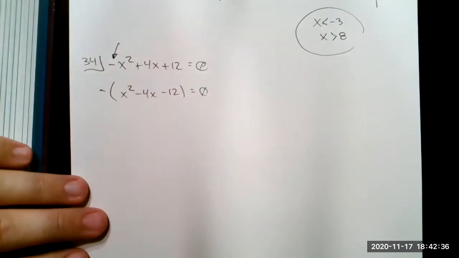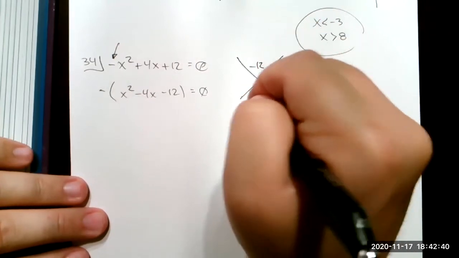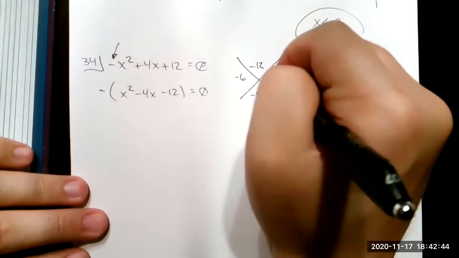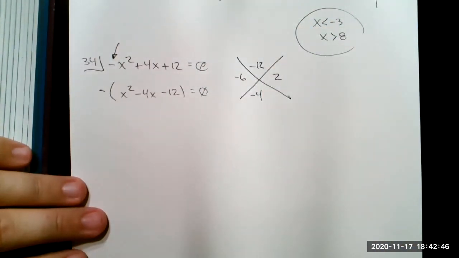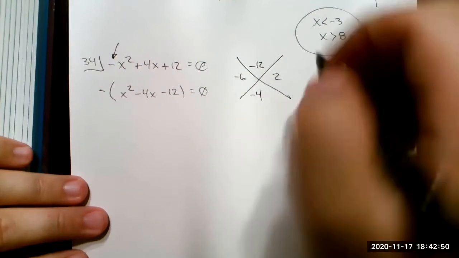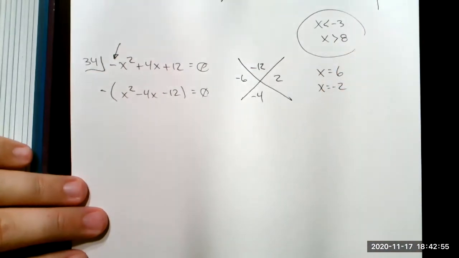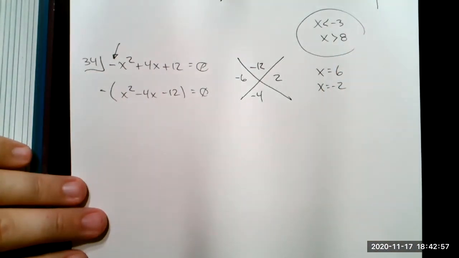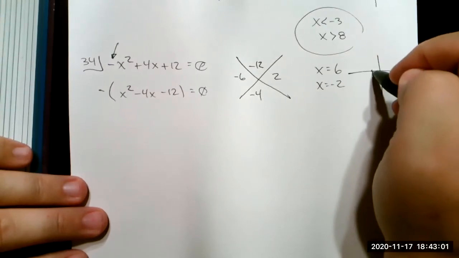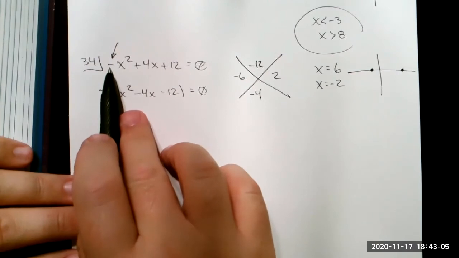And now I am ready to factor. Two numbers that multiply to -12 and add to -4. I would divide by a, but it's just 1, so it's not going to change anything. So my answers are going to be x equals 6 and x equals -2. So if I draw myself a little graph, -2 and 6. But if you go back and look, this function is negative.